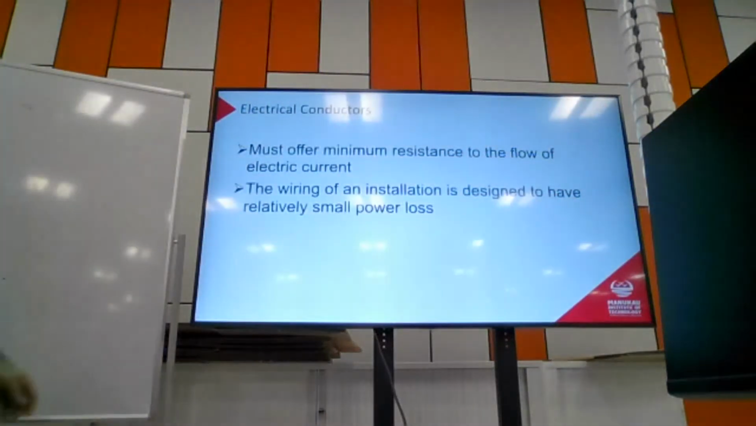Electrical conductors must offer minimum resistance to the flow of electric current. An installation is designed to have relatively small power loss.